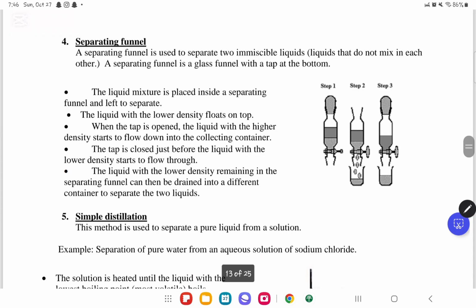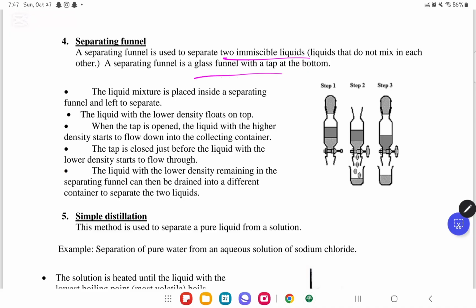Now we move on to the separating funnel. So very quickly, a separating funnel is used to separate two immiscible liquids that do not mix in each other. So they told us a separating funnel is a glass funnel with a tap at the bottom. So basically what they're gonna do is they're gonna put the liquid mixture inside, okay, the separating funnel.